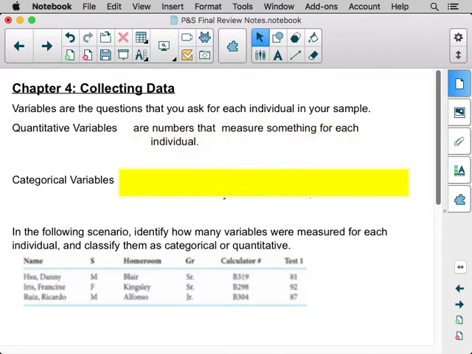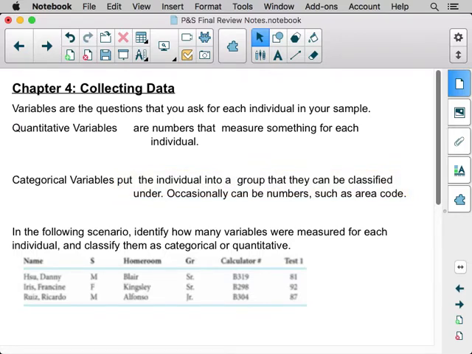Quantitative variables are numbers that measure something for each individual. So quantitative, you've probably also heard them called numerical variables. They are numbers, except there are a couple of circumstances. So, for example, things like zip codes, things like phone numbers. If you can't do math with the numbers, if the average and nothing like that makes sense for the numbers, then they actually don't count as quantitative. Quantitative, you have to be able to average them. So like height, weight, stuff like that.